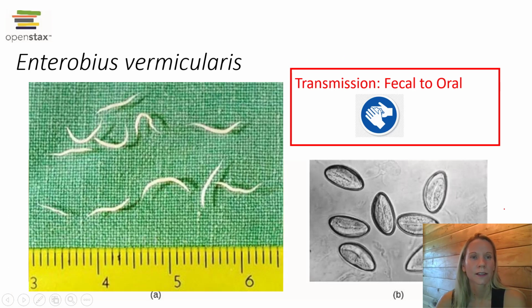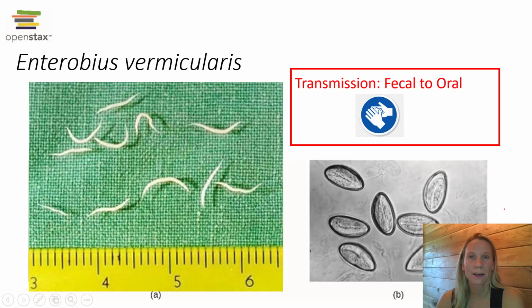Okay, our next pathogen, Enterobius vermicularis. This worm, that's the scientific name, by the way. There's a common name for Enterobius, and it's pinworm. Transmission is fecal to oral. Washing your hands would prevent the spread of pinworms.